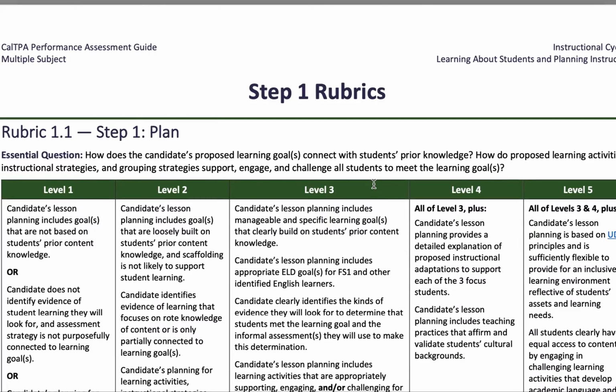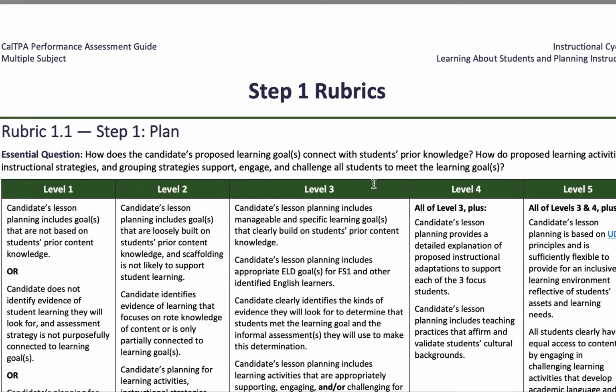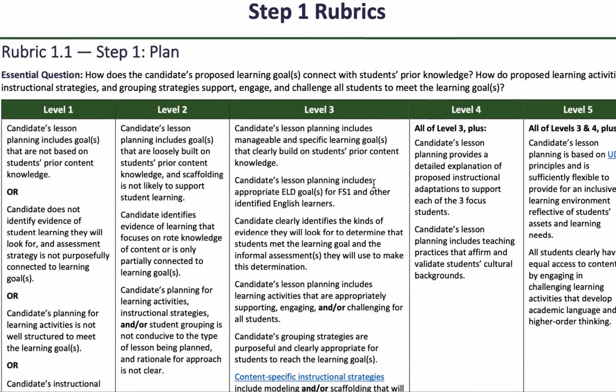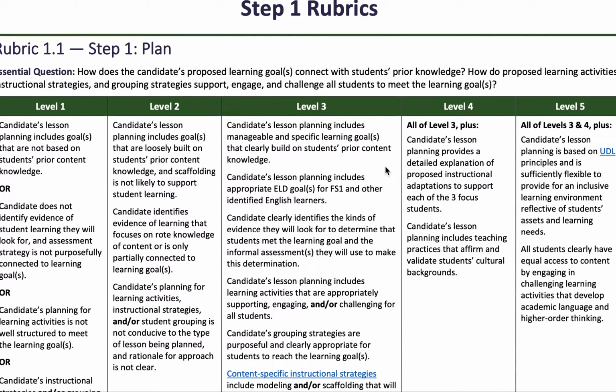So the rubrics are really important because this is the actual rubric that you get scored on. This is what the assessors are looking at as they give you a score for each rubric of level 1, 2, 3, 4, or 5. So you need to know all of the components that they're looking at.